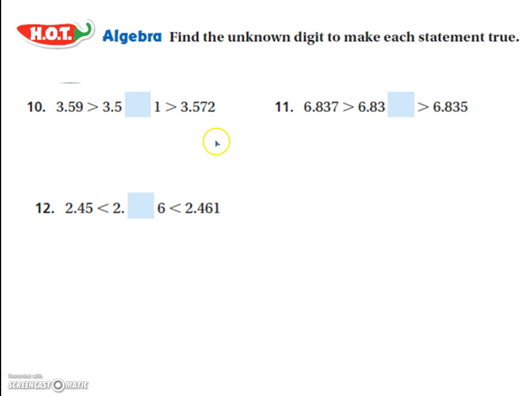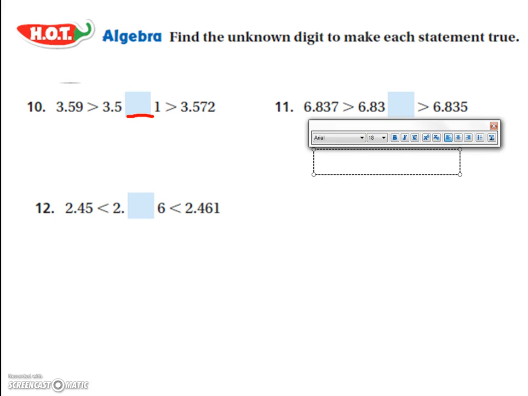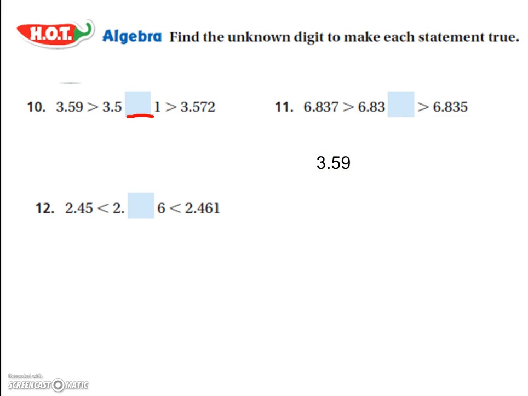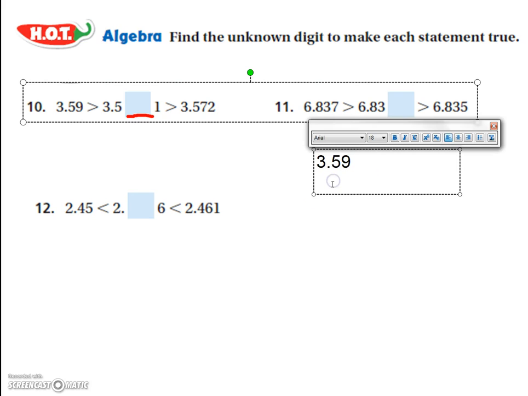And finally, we have a problem like this. Now this shows you an inequality. It has this number is greater than this number is greater than this number. Now this has a blank in it. That stands for a digit, okay? So I'm going to type out these three numbers. I have 3.59, that's my largest number. Then I have 3.5 blank 1. We don't know what that blank is. That's what we're trying to find out. And then we have 3.572.